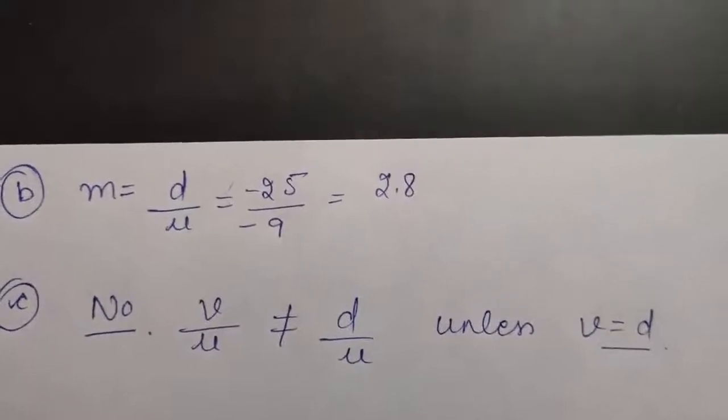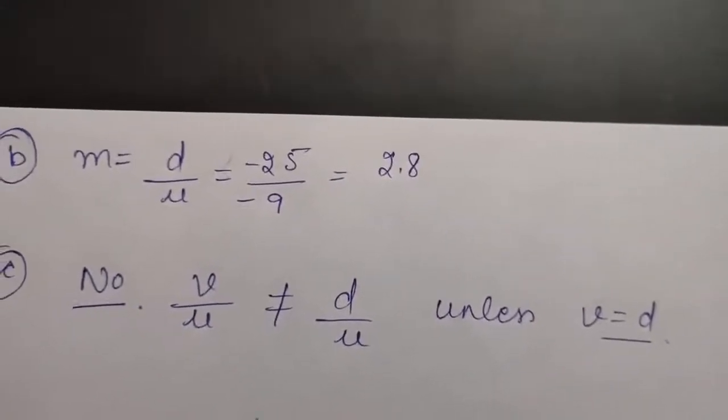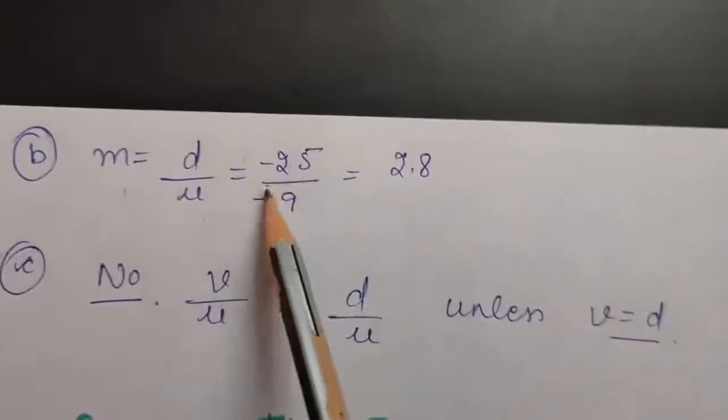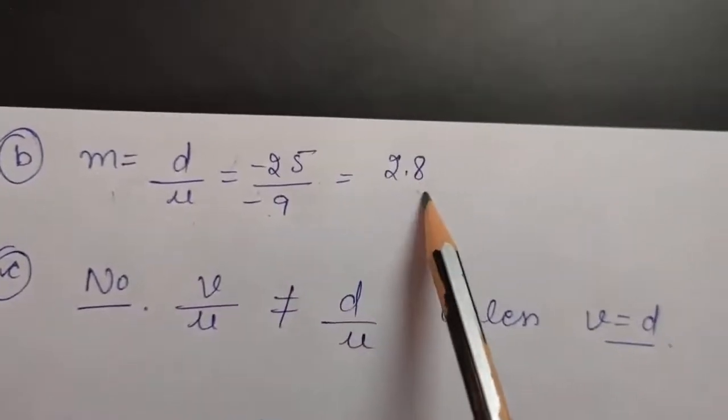Then the B part of the question says: what is the angular magnification of the lens? Again, for angular magnification, we will use the formula D by u. D is minus 25 and u is minus 9. So that will give you 2.8.